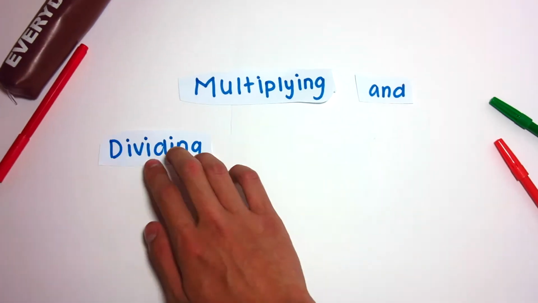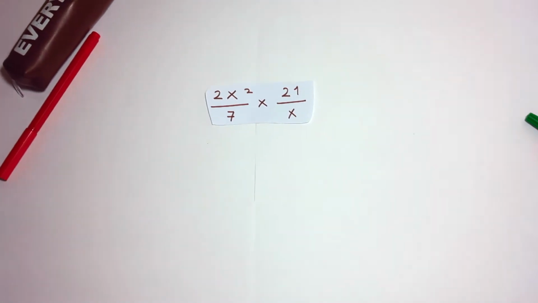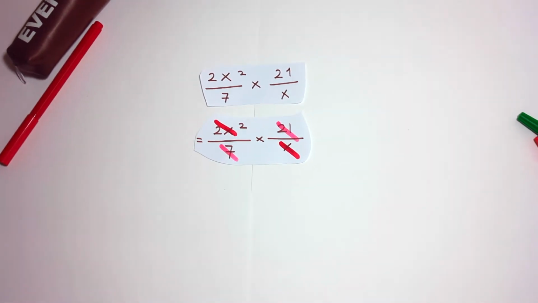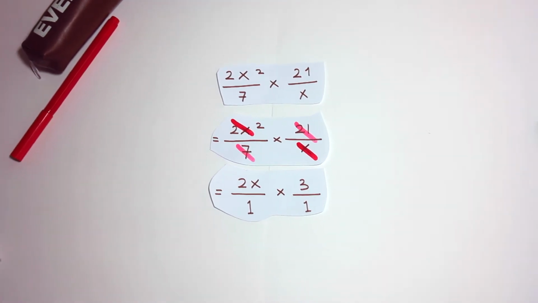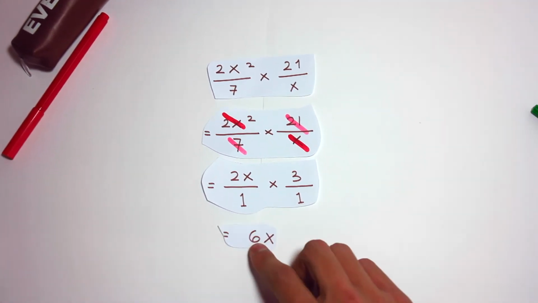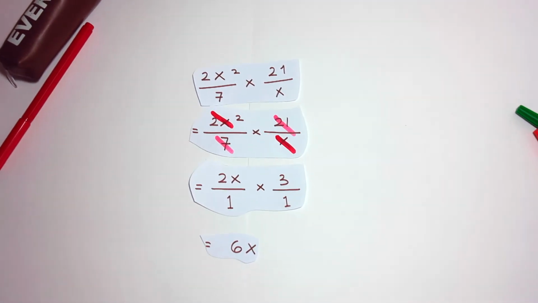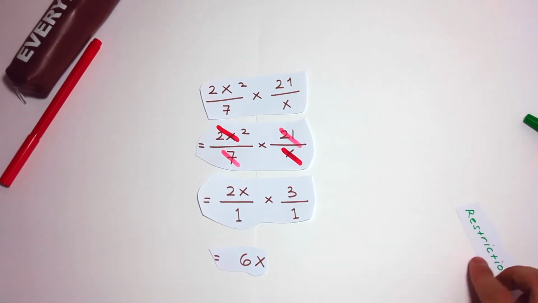Multiplying and dividing rational expressions. I have 2x squared over 7 times 21 over x. Now you can cancel out or take away the common factors, and it leaves you with 2x over 1 and 3 over 1, which gives you 6x. Now the restriction for this problem is x cannot equal 0 because that would leave the function undefined.